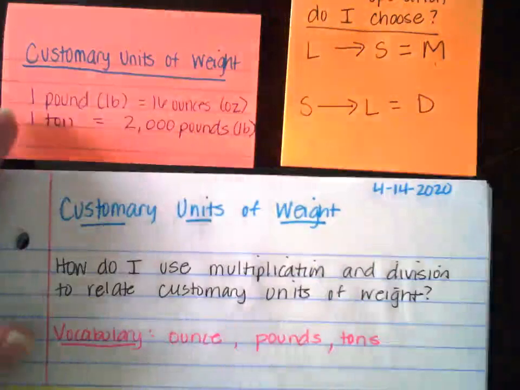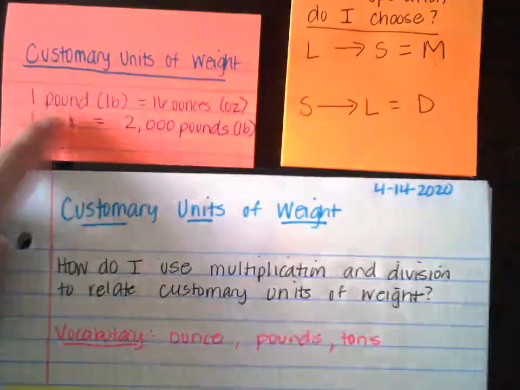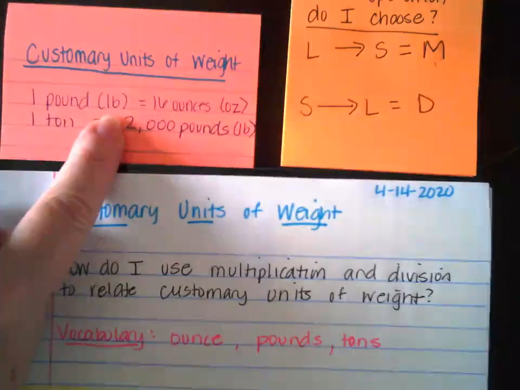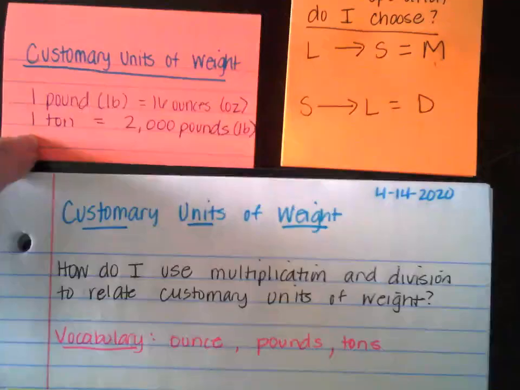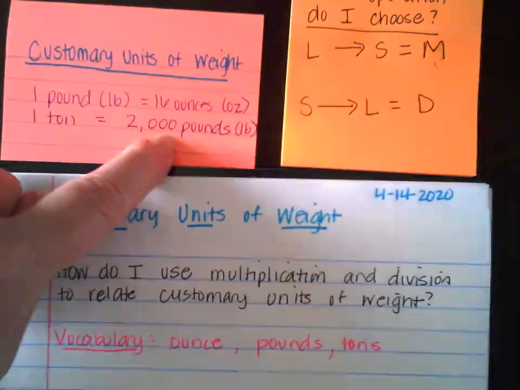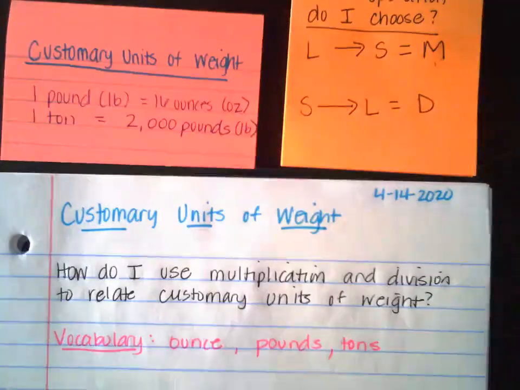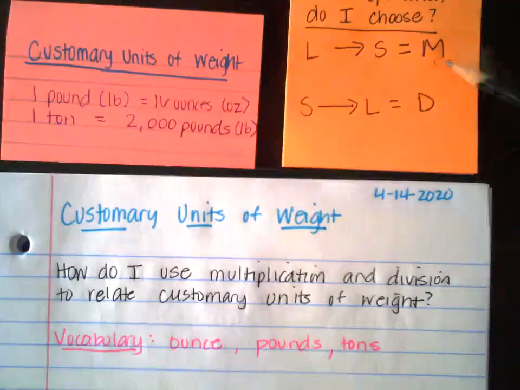I've created our little cheat sheet here, so we know that 1 pound, and pound is abbreviated LB, equals 16 ounces, and then 1 ton is equivalent to 2,000 pounds. So we don't have much in our conversion chart, but our rule that we used yesterday still applies.